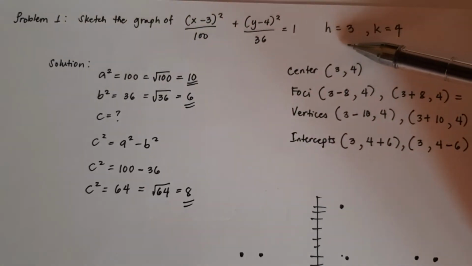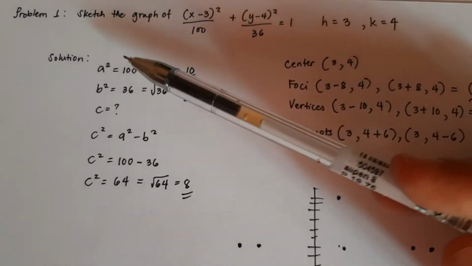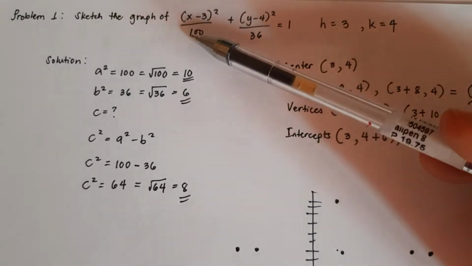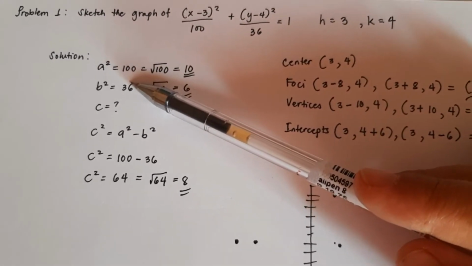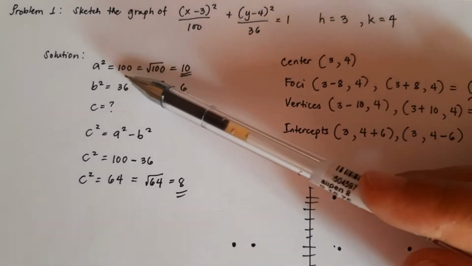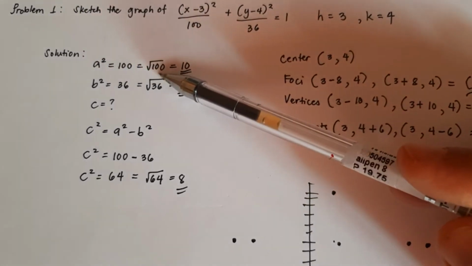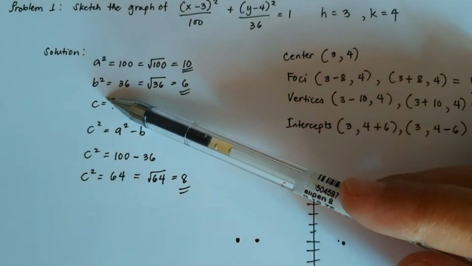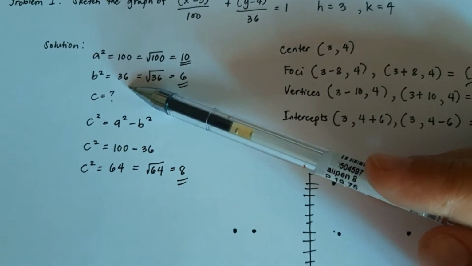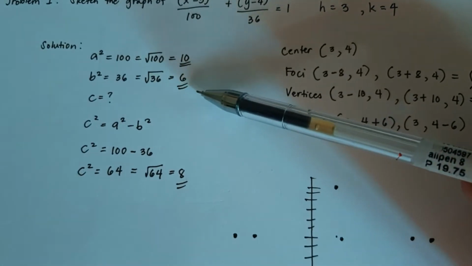Kasi meron ka ng H, tsaka K. So, ang A mo, so that would be A squared, no, is equal to 100. To get the value of A, we will just get the square root of both sides. So, that would be square root of 100 is equal to 10. And B squared is equal to 36. Square root of 36 is equal to 6.